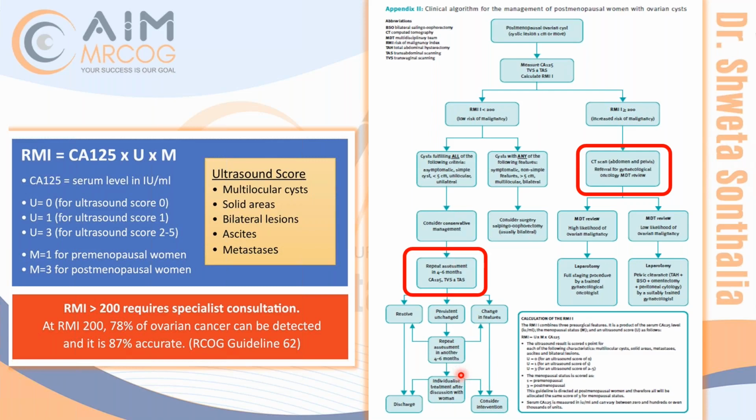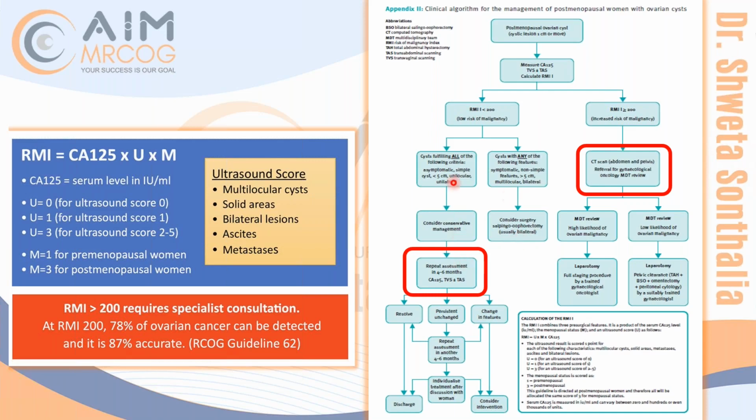Because 2 times she didn't have any change, that means you're not going to evaluate her 6 monthly for a lifetime. You did 2 times, no changes. Now the woman has to decide either go for surgery or discharge from the care. So this is individualized treatment. If there is any change in features, meaning if the ultrasound criteria change, or she becomes symptomatic, or if there is any increase in CA 125 which makes her RMI more than 200, then with any change in feature she will be for intervention. So what will be the intervention? Intervention will be bilateral salpingo-oophorectomy.